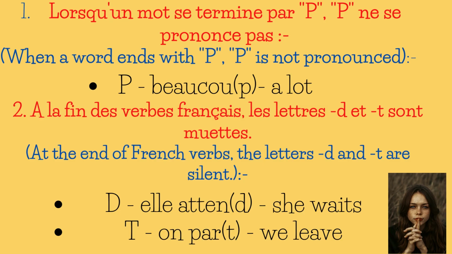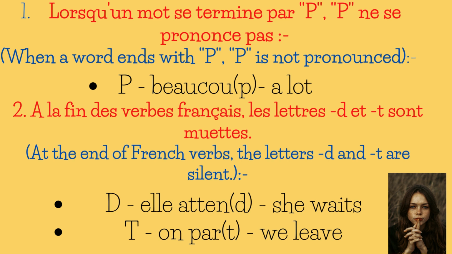Lorsqu'un mot se termine par P, P ne se prononce pas. Which means when a word ends with P, P is not pronounced. For example, beaucoup, which means a lot. You can hear when I say beaucoup, I don't pronounce the letter P.